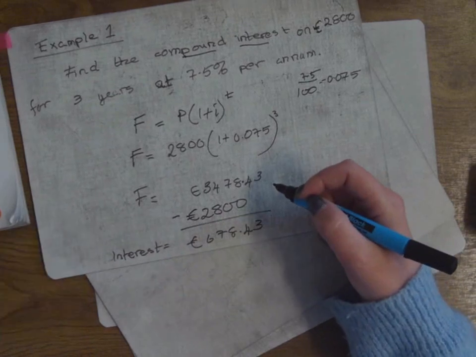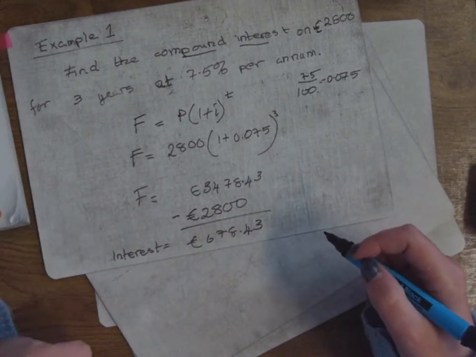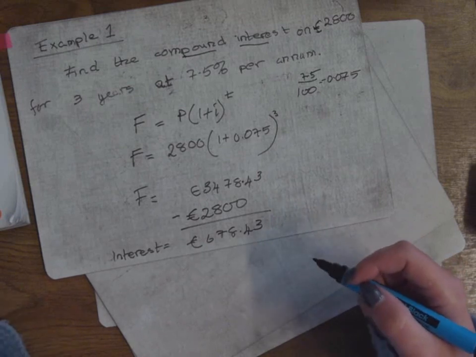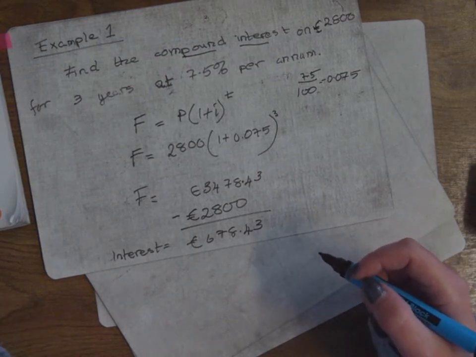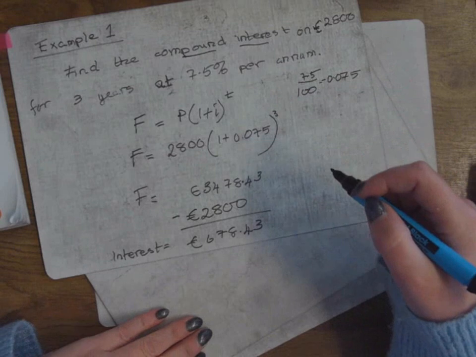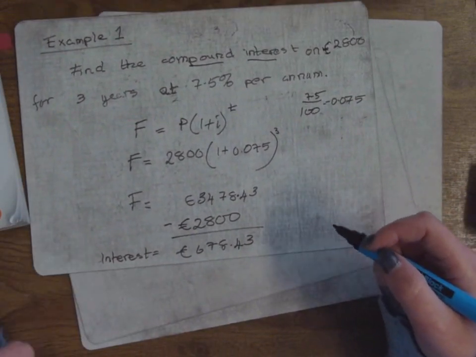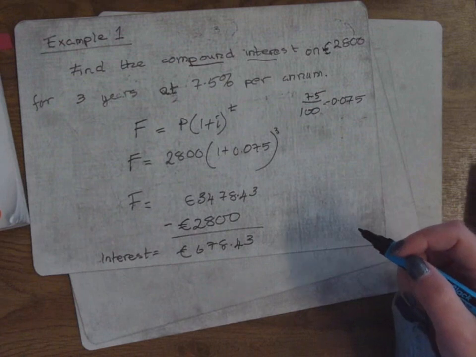By the way, you'll never find a bank account that's going to give you that much interest. I think interest rates on deposit accounts are somewhere about 0.1 or 0.01% as opposed to 7.5. Okay, this is really not happening. Right, is that okay? Any questions?